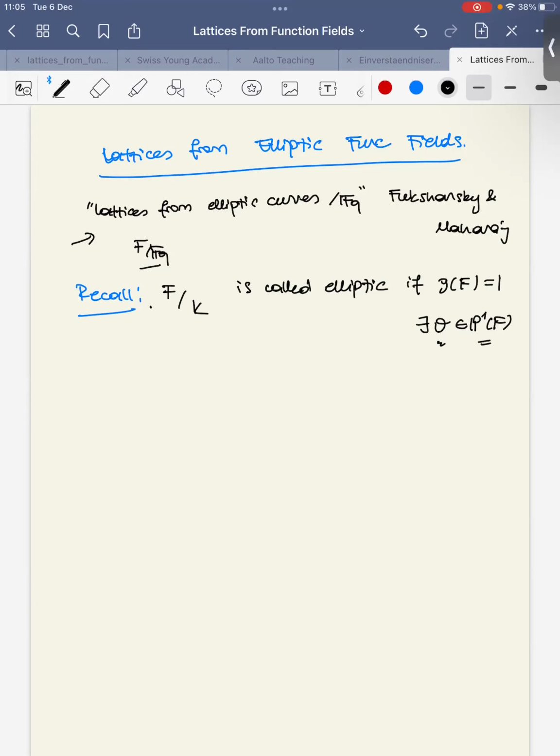And we have seen that if we have such a definition, by using a consequence of the Riemann-Roch theorem, we can describe our elliptic function fields in terms of the simple extension k(x, y), where x and y are transcendental over k and are in the algebraic relation y squared equals f of x, where f of x is a degree 3 square-free polynomial.